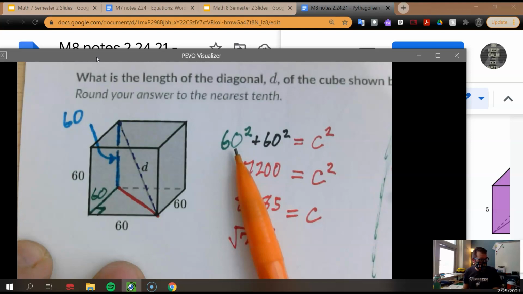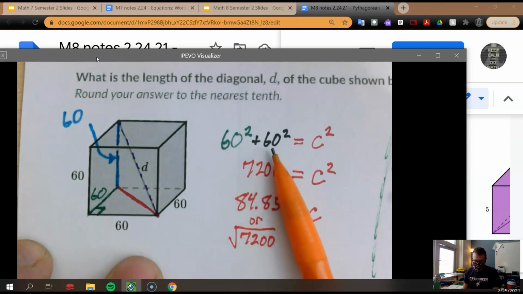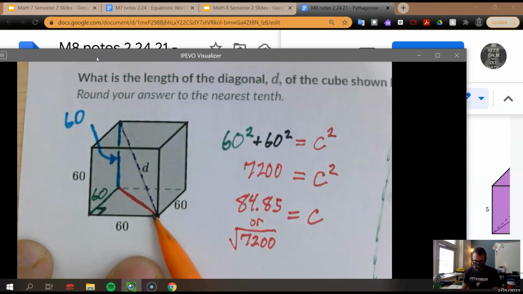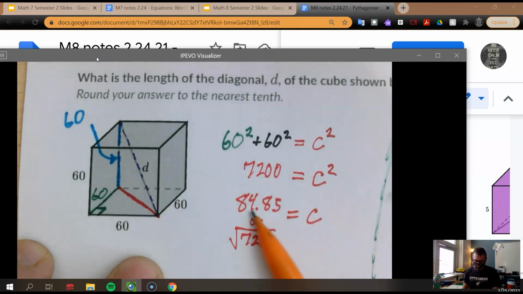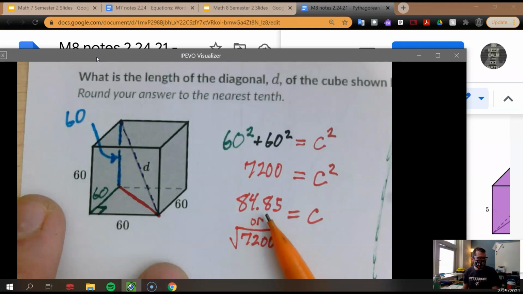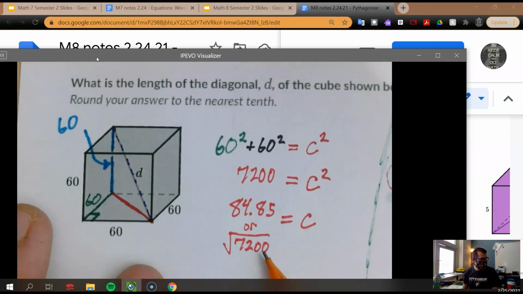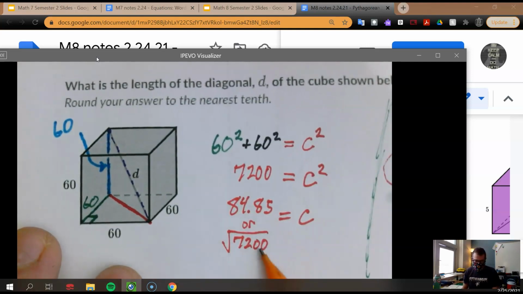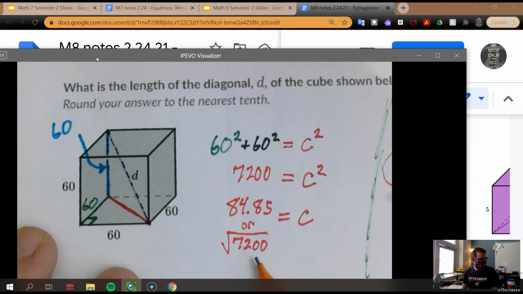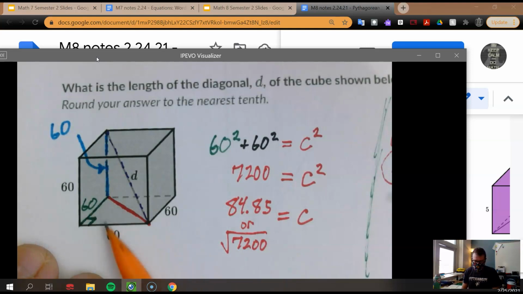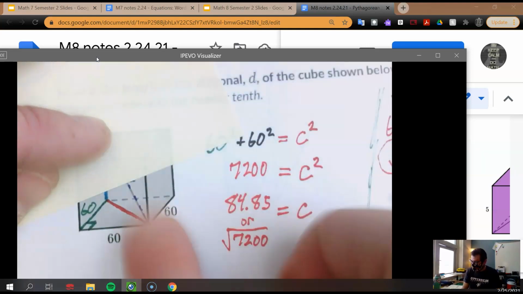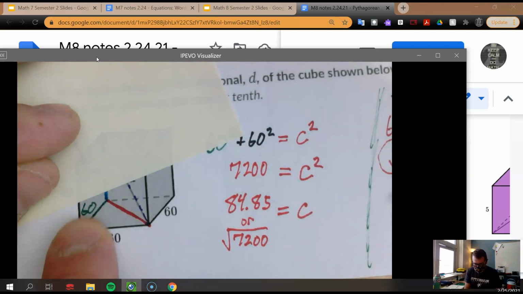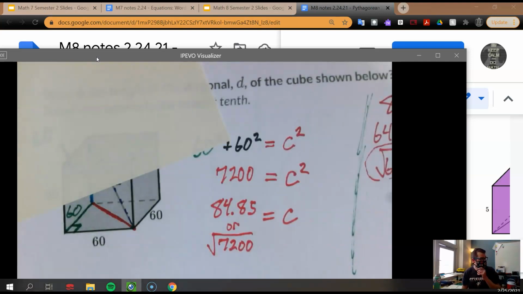We did 60 squared plus 60 squared equals c squared. I'm calling that bottom line c. And we solved it out. It's about 84.85, but that's kind of gross, so radical 7200. You can just leave it as radical 7200 if you want. Are there questions on how I got to here? Ignore the rest of the shape. I'm just looking at the bottom. Adam.